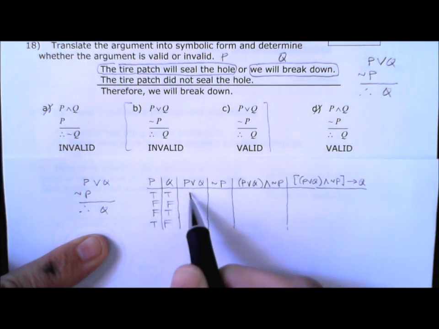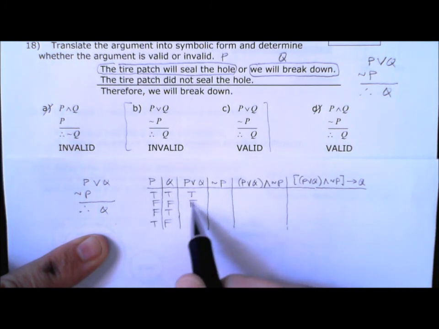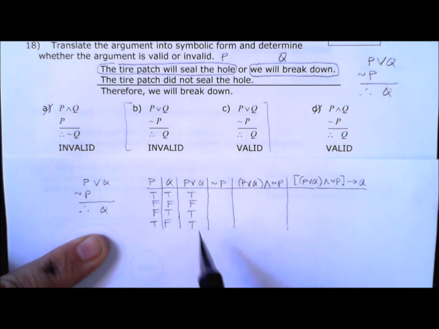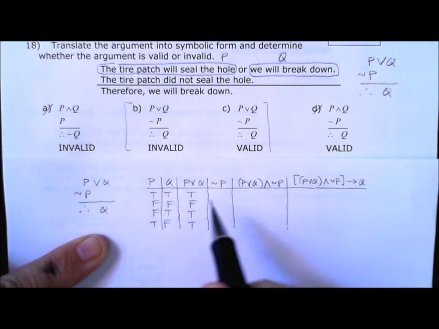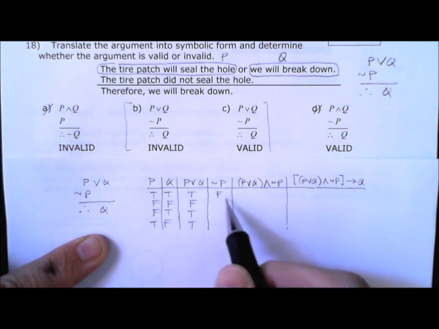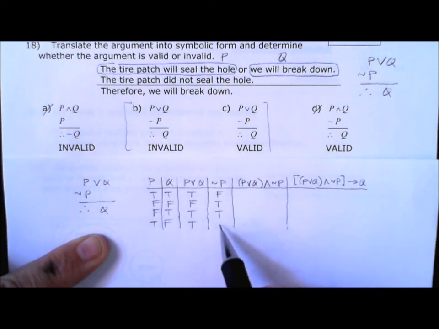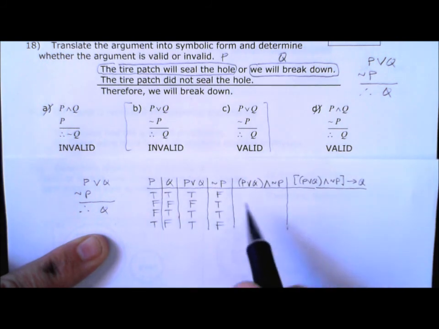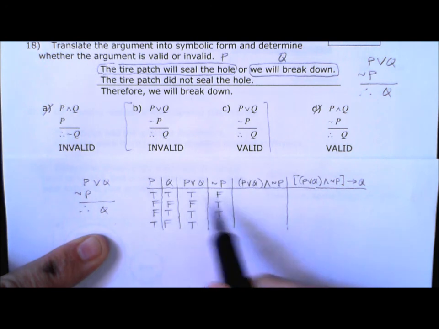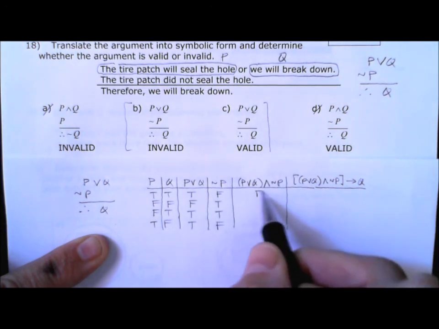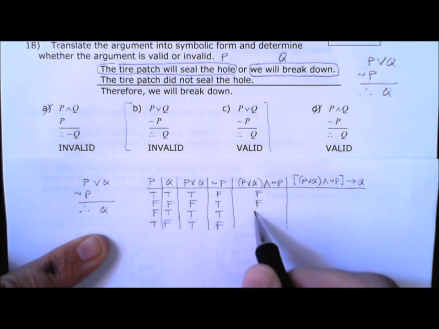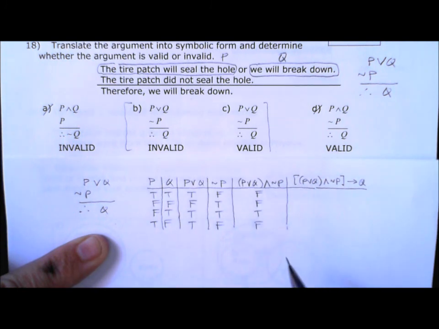Okay, P or Q, that's true, true, true, false. The negation of P would be false, false, true, true. The anding of these two, or the conjunction of them, would be false, false, true, false.